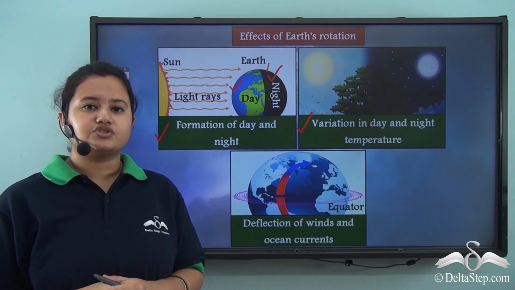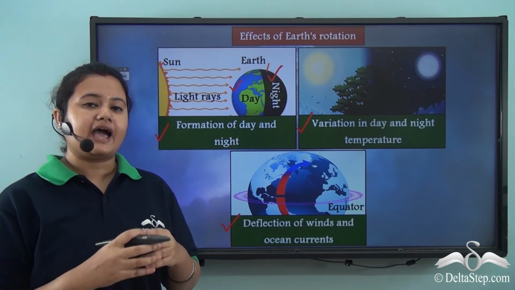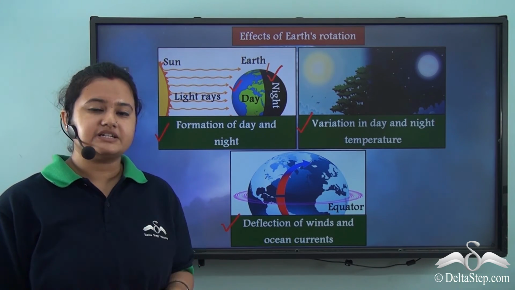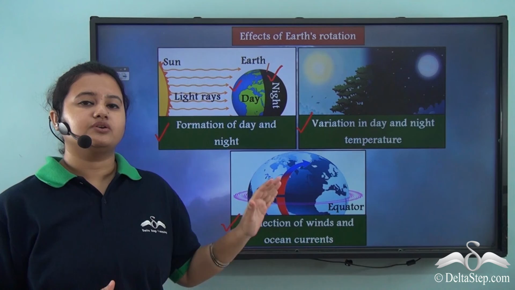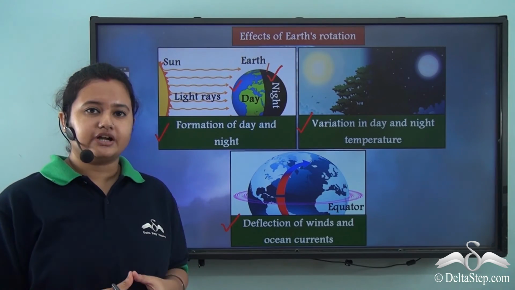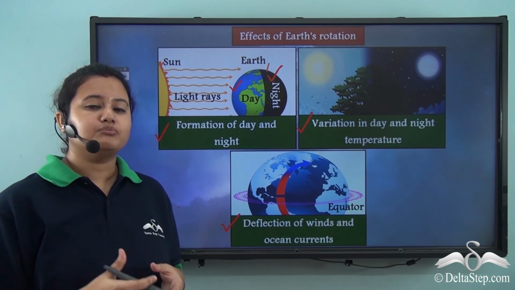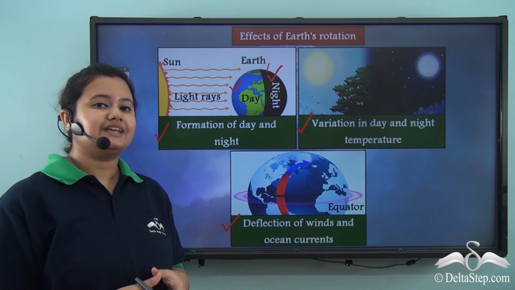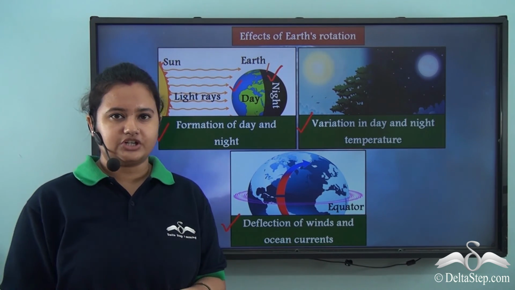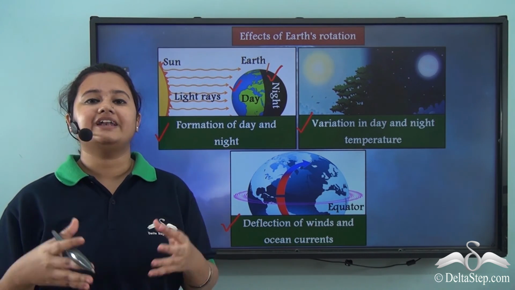Another effect of Earth's rotation is deflection of winds and ocean currents. We found that as the earth rotates on its axis, Coriolis force is created, because of which the winds and ocean currents are deviated from their original path. Winds and ocean currents move in clockwise direction in the northern hemisphere and in anti-clockwise direction in the southern hemisphere. So these are the different effects of Earth's rotation. Well, there are more effects of Earth's rotation that we will discuss in our next video.